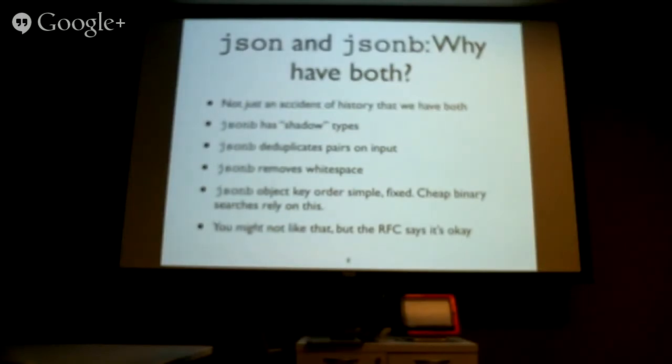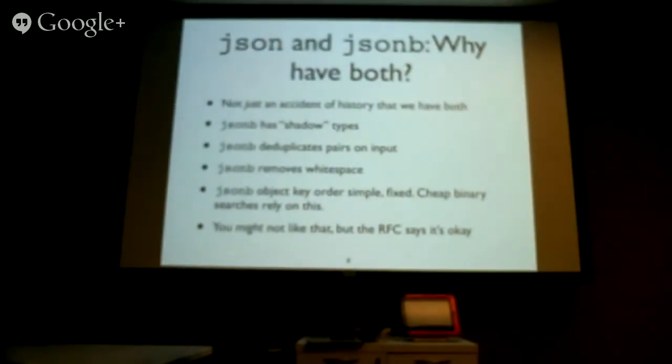JSONB is a binary type, as opposed to JSON, which is a text type. The internal representation is entirely textual, and so white space and the like will be preserved. Character ordering and so on will be preserved in JSON, whereas in JSONB it will not.